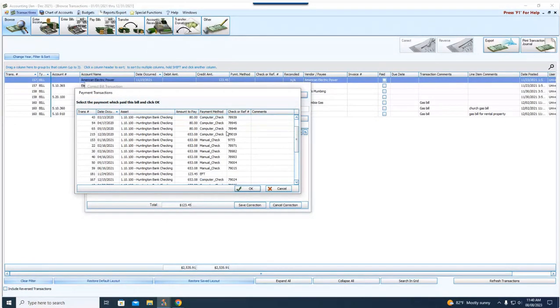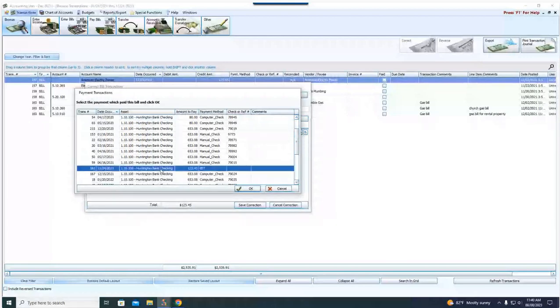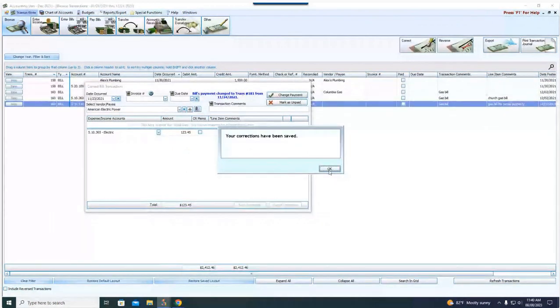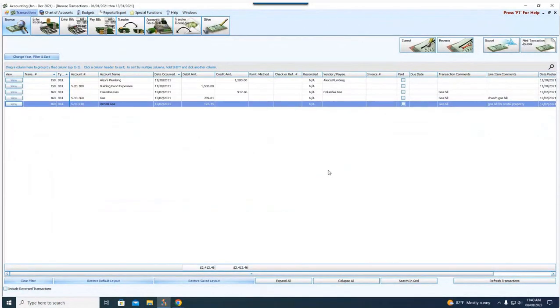Now I scroll up or down until I find November of 21, and sure enough, there's an EFT payment to Columbia Gas for $123.45. I highlight that, click OK, and save correction. It now says your corrections have been saved. And I like to show folks that notice it's taken that out of my list of bills because it no longer meets the criteria of an unpaid bill.